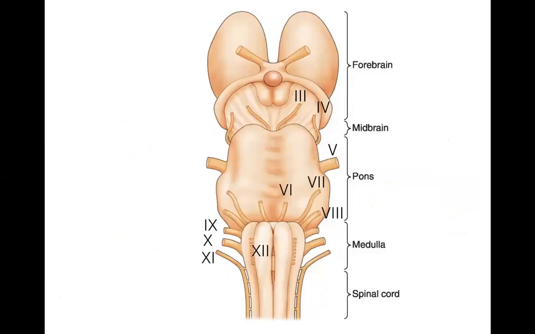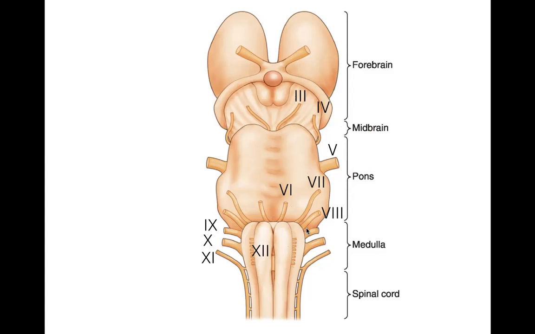So there are actually cranial nerves that arise from the brainstem. In total, there are 12 cranial nerves. 10 of them arise from the brainstem. This would include cranial nerves number 3 and number 4 that arise on the midbrain. Number 5, number 6, number 7, and number 8 arise in the pons. And finally, number 9, 10, 11, and 12 are cranial nerves that arise in the medulla.